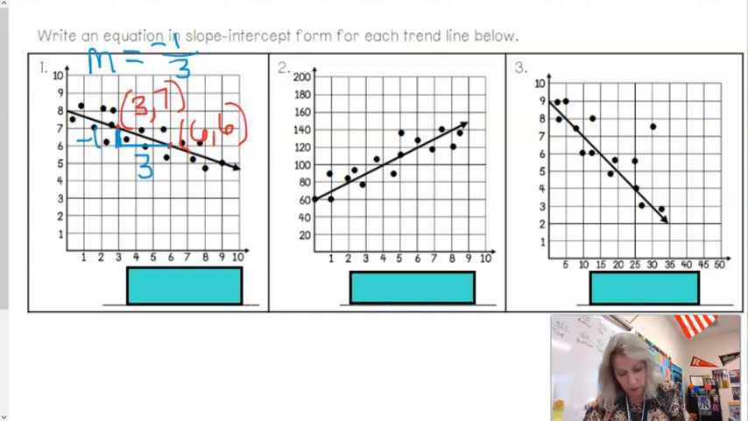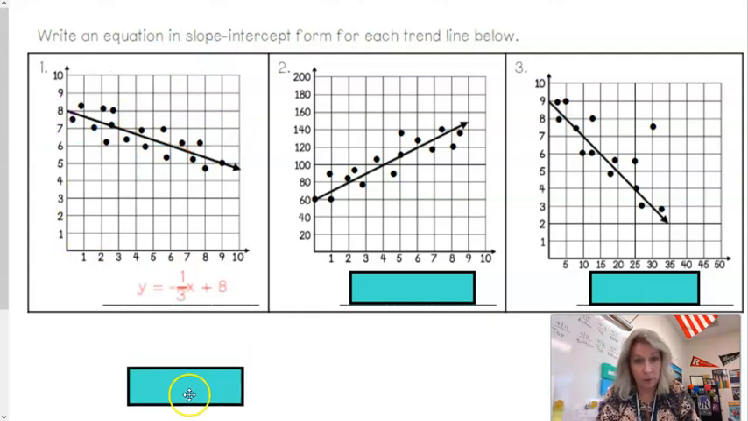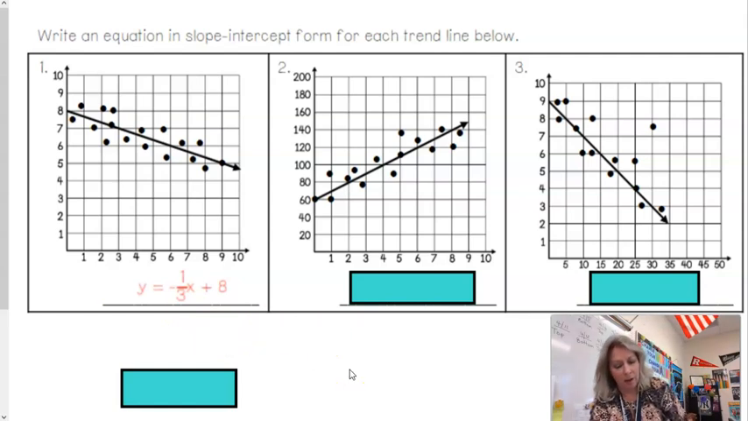Next, I'm going to find the y-intercept. That means where the line hits the y-axis, and it looks like it's right here on the number 8. So b equals 8. Using the m and the b, I would have y equals negative 1/3 x. And since the 8 was positive, it's like adding 8. All right, and if we reveal, you can see the answer was y equals negative 1/3 x plus 8 for that equation. All right, the second graph.